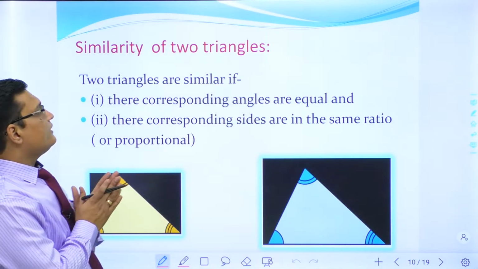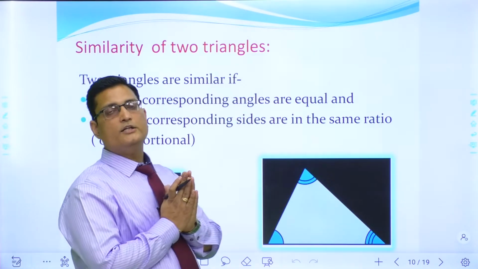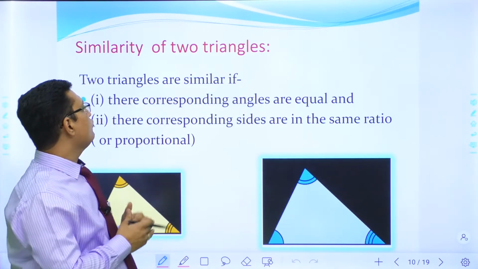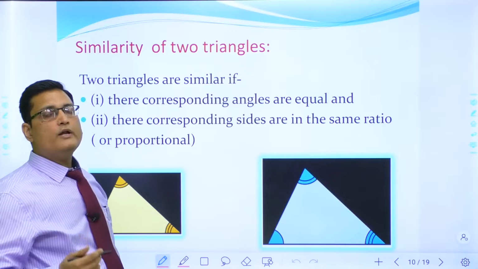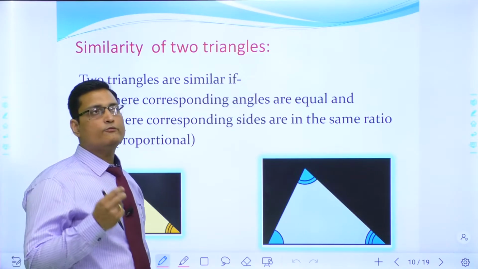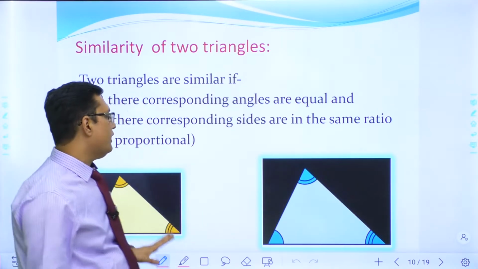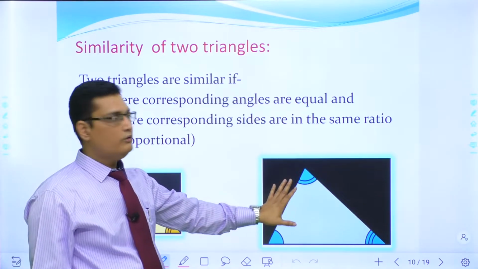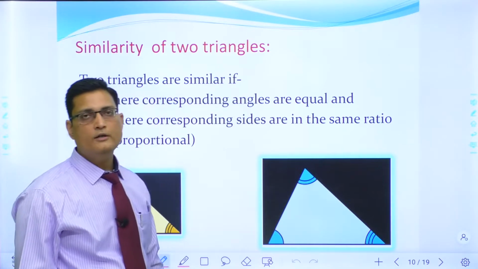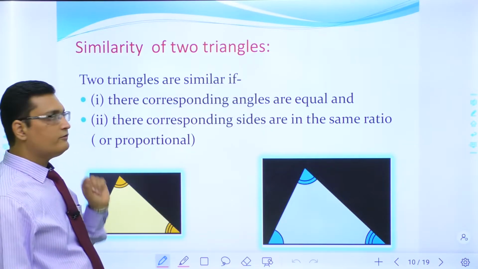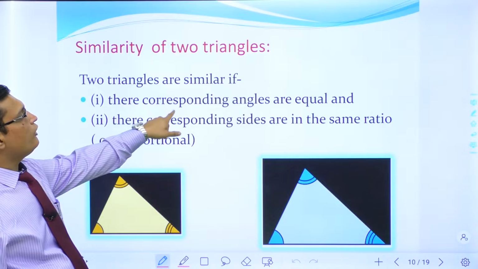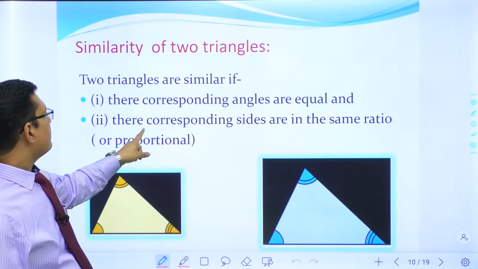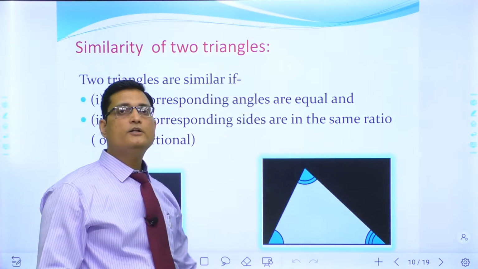Here, students, it is given: similarity of triangles. This is the main topic of the chapter, similarity of two triangles. Two triangles are similar if they follow two cases. The first case is if all three angles of the first figure are equal to the three angles of the other figure. This is the first criterion: their corresponding angles should be equal. Now, their corresponding sides should be in the same ratio.